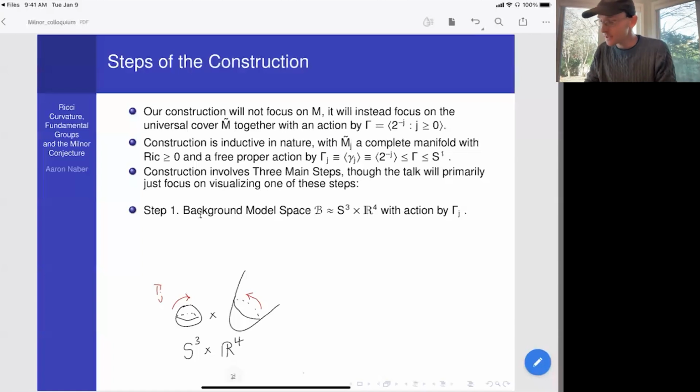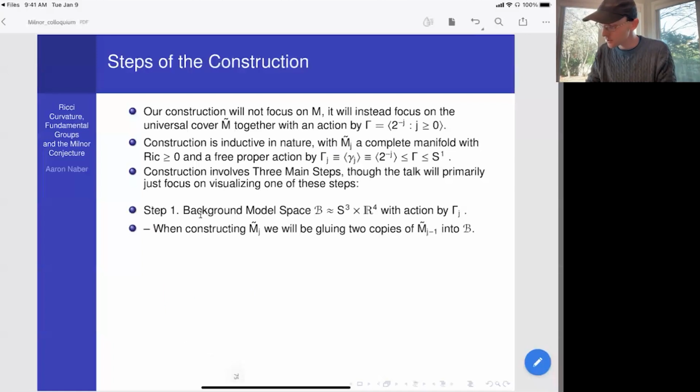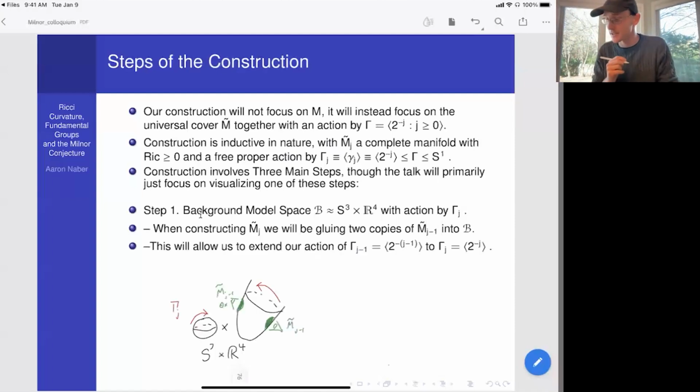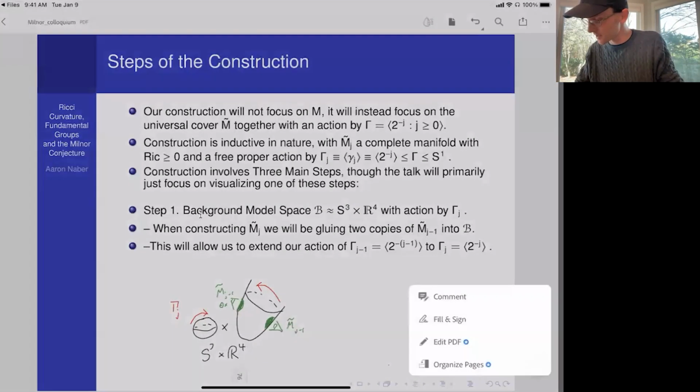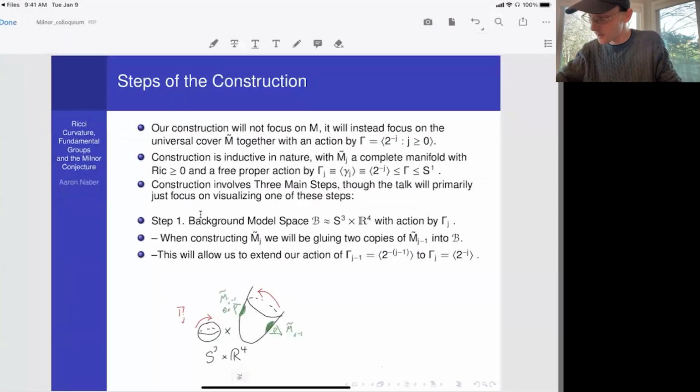And in order to build MJ from MJ minus 1, what we're going to basically want to do is take 2 copies of our MJ minus 1, which we've already built, and they're going to also look like R3 cross R4 at infinity in some sense. And we're going to want to glue 2 copies of that into our new copy of our S3 cross R4 in order to extend our action. So the picture is this. And I'm just going to have to draw on top of that because I think if I'm not pointing to things, it's impossible.